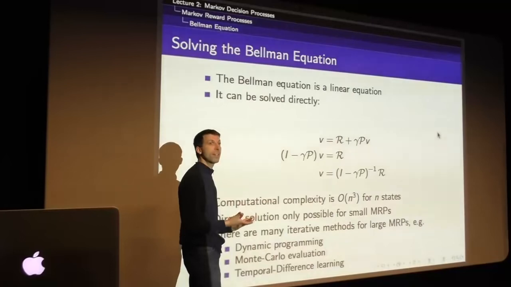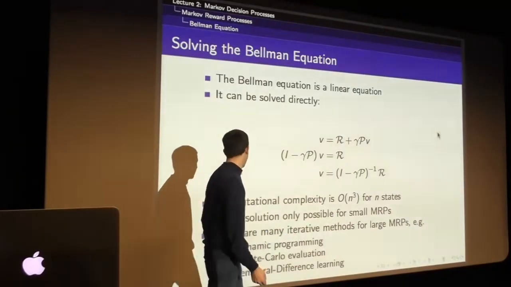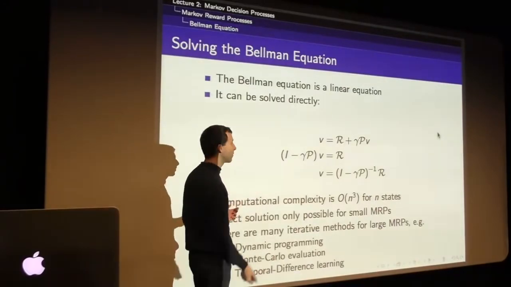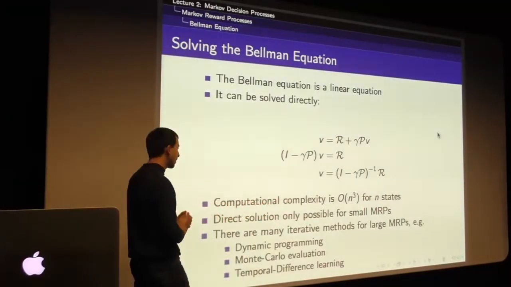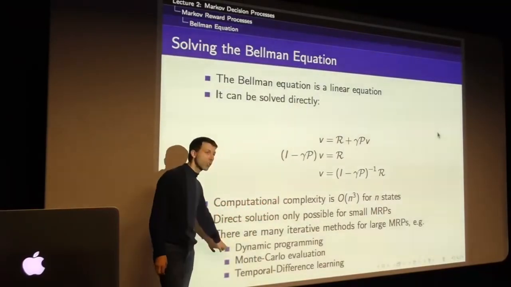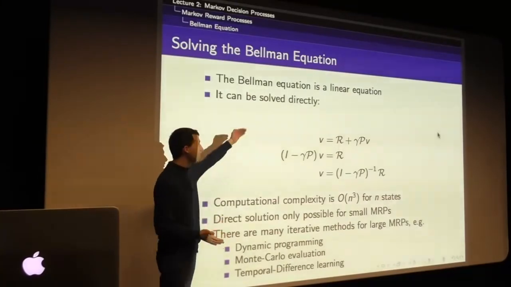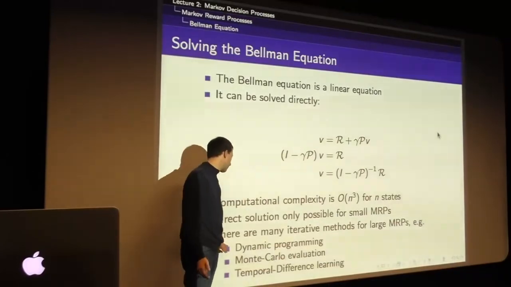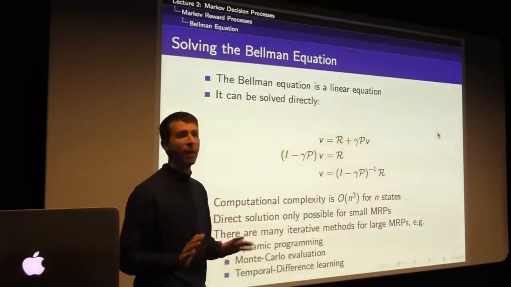We need to be able to efficiently figure out what's the value of being in this state. We can't always do this. But it is nice to know that for small Markov reward processes, we can just invert this thing, and it gives us some intuition into what's going on. So next class is dynamic programming. That's a very well-known class of methods for doing this more efficiently. Then we'll talk about Monte Carlo evaluation and temporal difference learning. The next couple of lectures are basically doing exactly that.